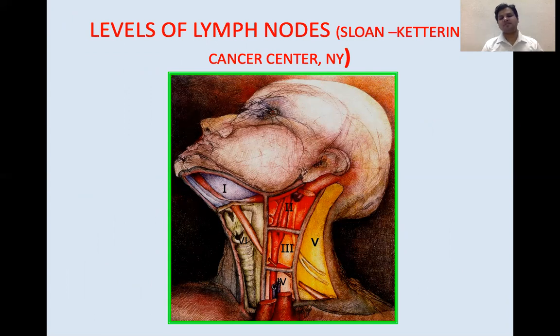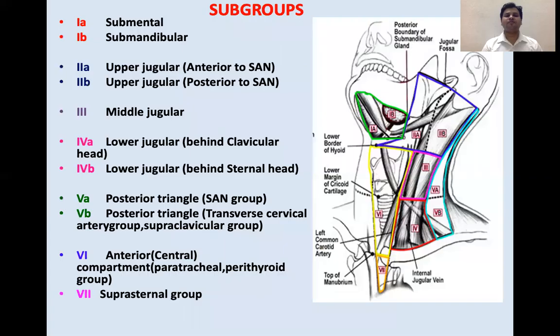This classification is important to understand the neck dissection in the later part of the lecture. The subgroups 1A and 1B, that is submental, as you can see in the diagram. 1A is the submental group of lymph nodes, while 1B is the submandibular group of lymph nodes. Level 2 is the upper jugular lymph node. Level 2 is again divided into 2A and 2B. 2A is anterior to the spinal accessory nerve. 2B is posterior to the spinal accessory nerve.